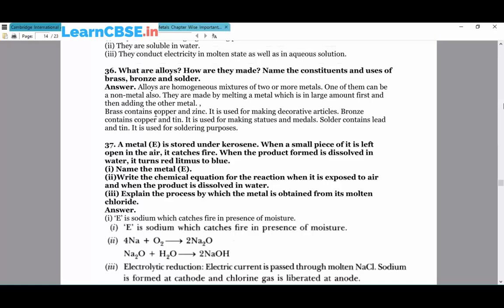So it is used for making decorative articles. The bronze contains copper and tin. So it is used for making statues and medals. Solder contains lead and tin. It is used for soldering purposes.